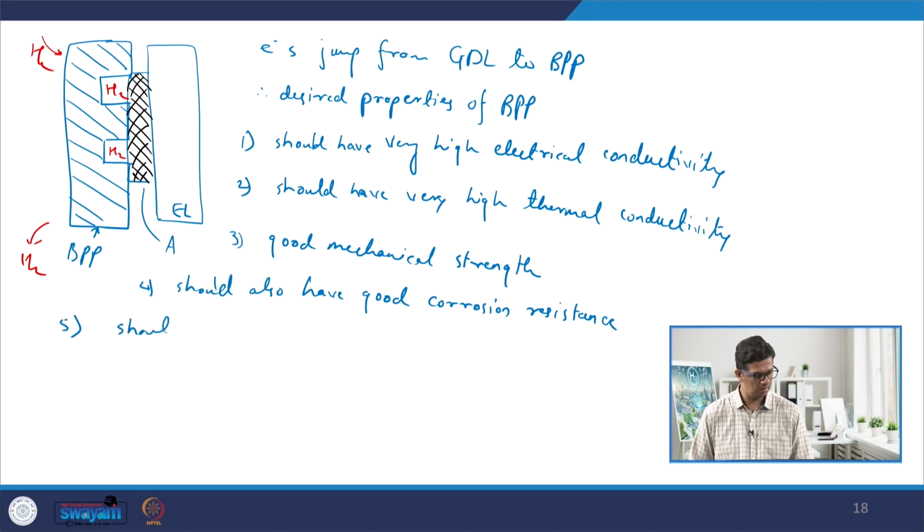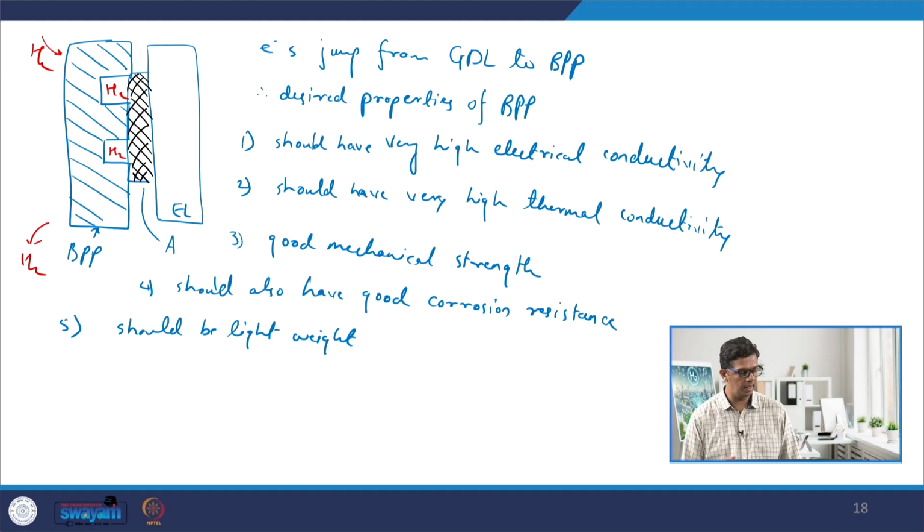It should be lightweight. Almost 60% of the entire fuel cell system weight is governed by these bipolar plates, and that is why it should be lightweight. If we are aiming for space applications, unmanned aerial applications or drone applications, the more the weight of this source, the more the dead weight carried by these vehicles, so it should be lightweight so that the gravimetric power density of this fuel cell system will be higher.